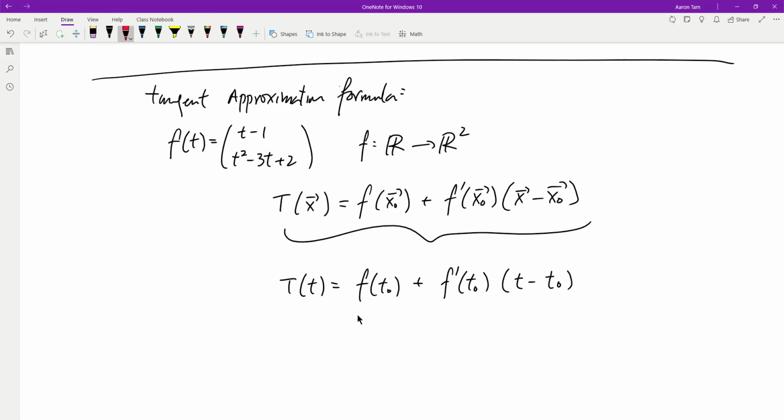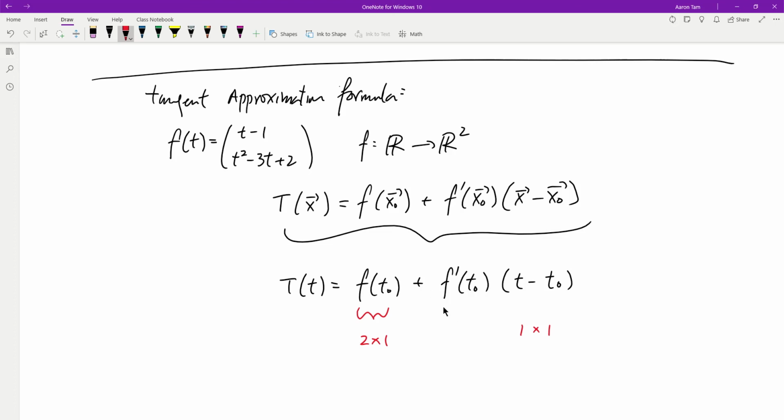F of t sub 0 is the output of the function f. That means this is a vector in R2, which I have to list as 2 by 1. This is t minus t sub 0, so it's a complete scalar. I can think of a scalar as a 1 by 1 matrix.